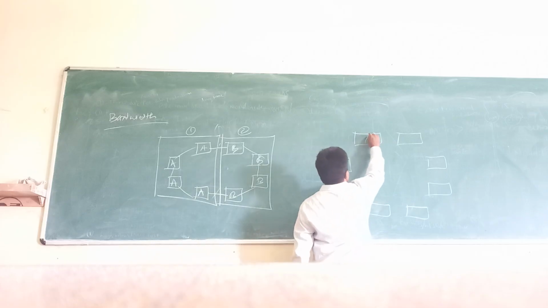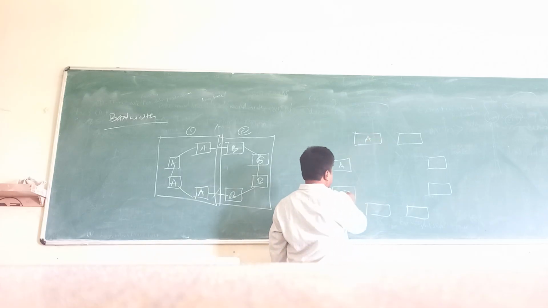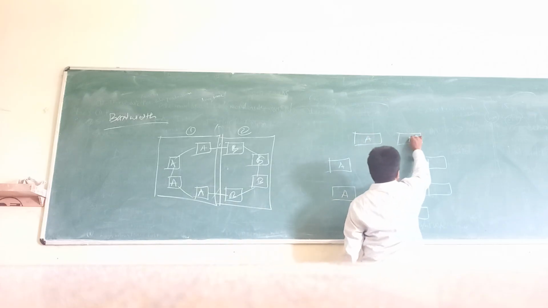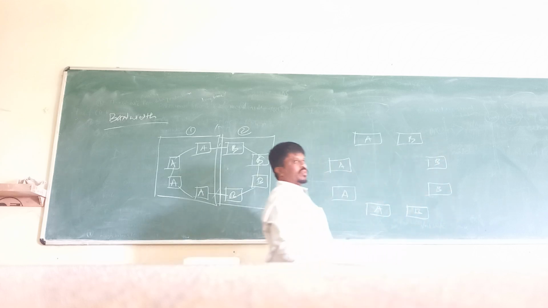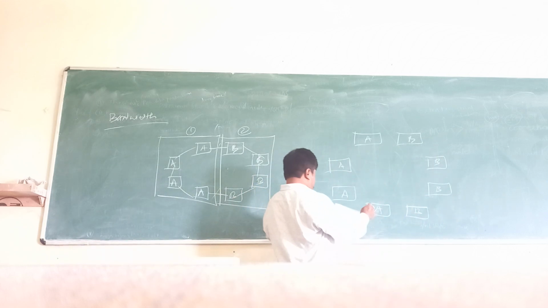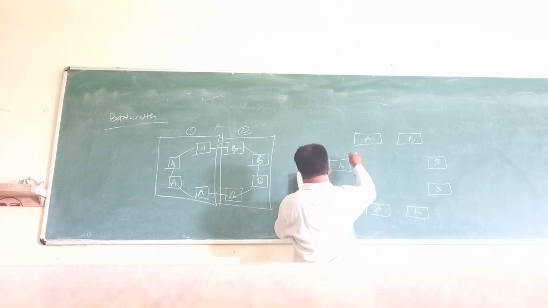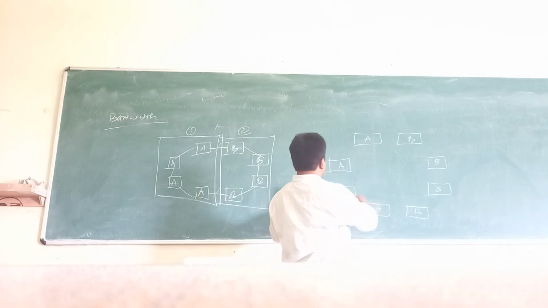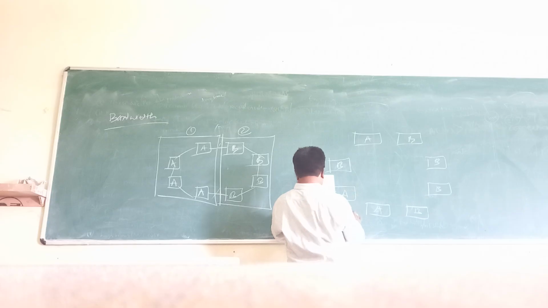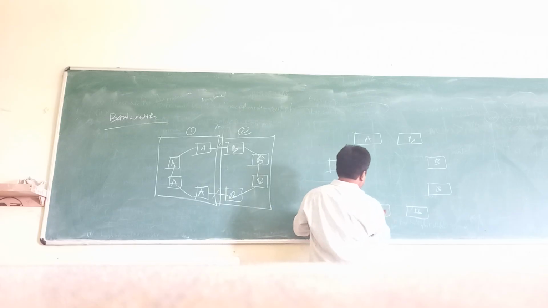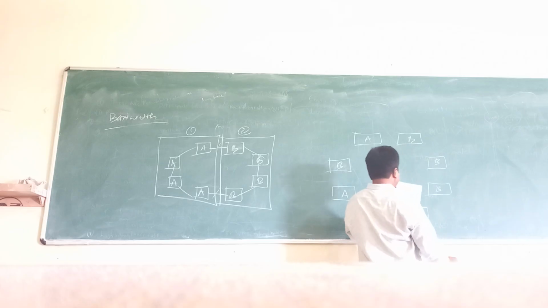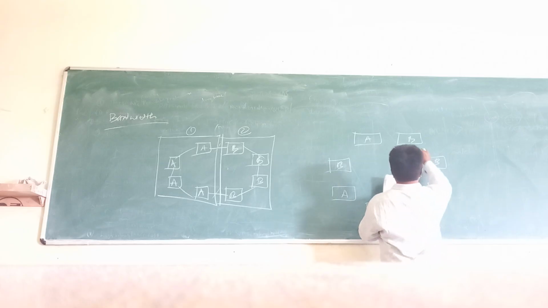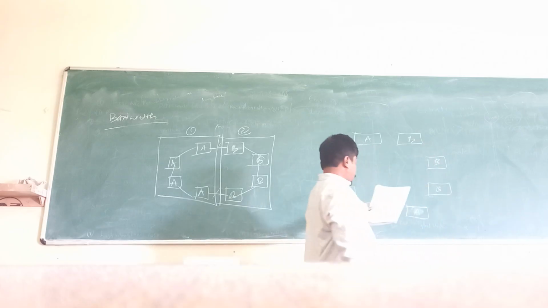This side is having the name A, and this side is having the name B processors. These two are to be connected to each other. Sorry, A and B. This is the A, this one B, this one B.